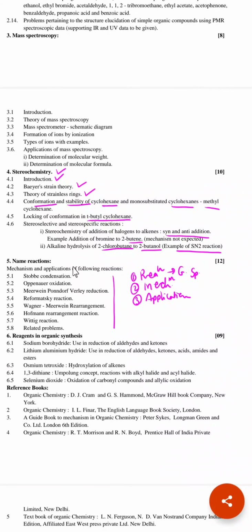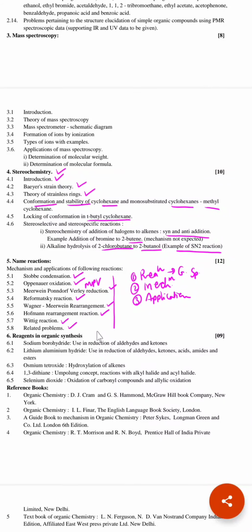So in this name reaction chapter, the reactions are Stobbe condensation, Oppenauer oxidation, Meerwein-Ponndorf-Verley reduction, which is also known as MPV reduction, Reformatsky reaction, Wagner-Meerwein rearrangement, Hofmann rearrangement reaction, Wittig reaction, and after seeing all these reactions, we will solve some related problems based on the reactions that we have already studied.